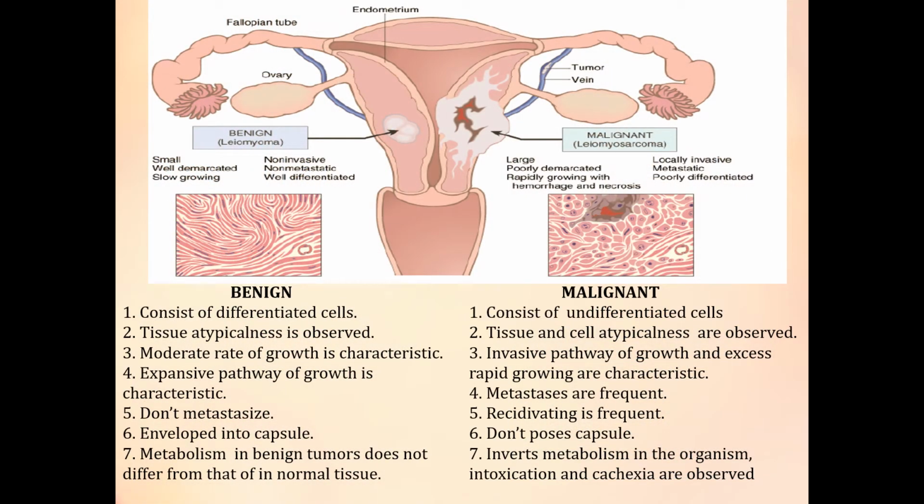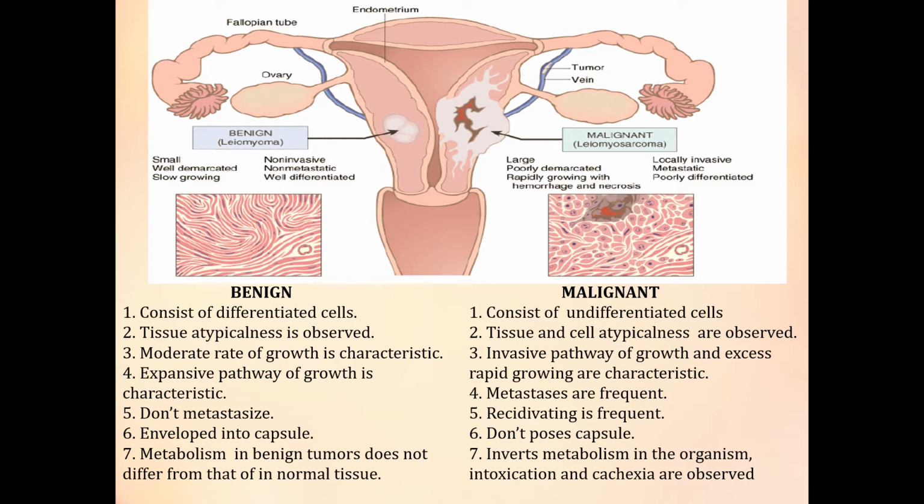Tumors are divided into benign and malignant. And the slide shows us the tumor in the uterus, in the wall of the uterus. The leiomyoma, benign leiomyoma, it's a tumor arising from the smooth muscle of the uterus. And the next is leiomyosarcoma, the malignant type of this tumor. And here below you see the main characteristic, the differences between benign and malignant tumors.